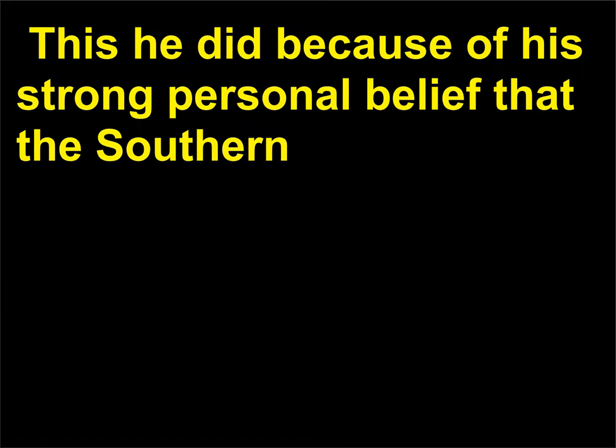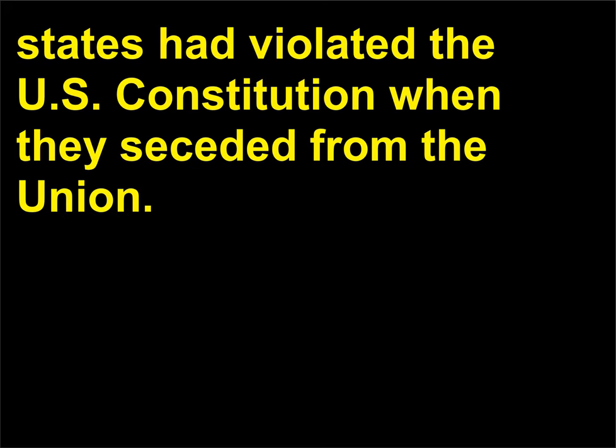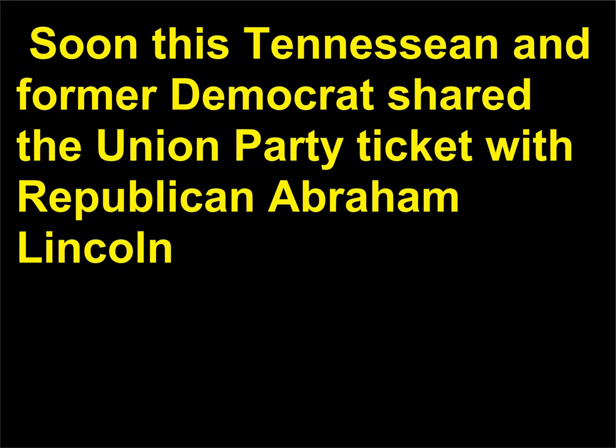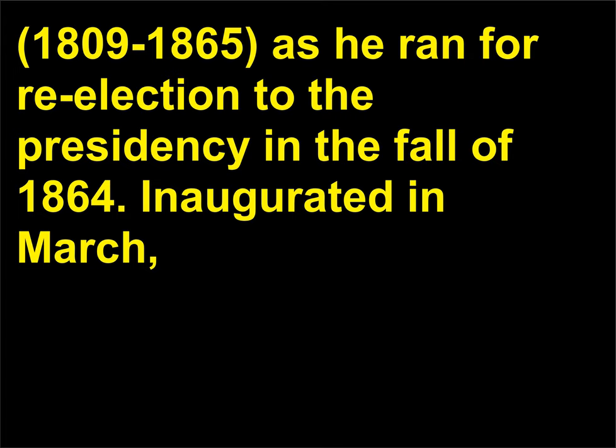This he did because of his strong personal belief that the Southern states had violated the U.S. Constitution when they seceded from the Union. Soon this Tennessean and former Democrat shared the Union Party ticket with Republican Abraham Lincoln, 1809-1865, as he ran for re-election to the presidency in the fall of 1864. Inaugurated in March.